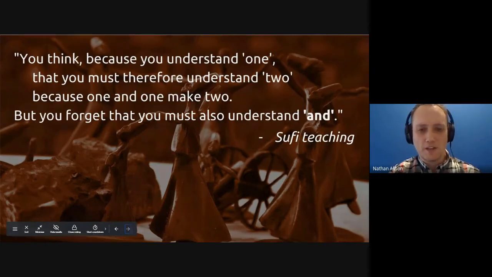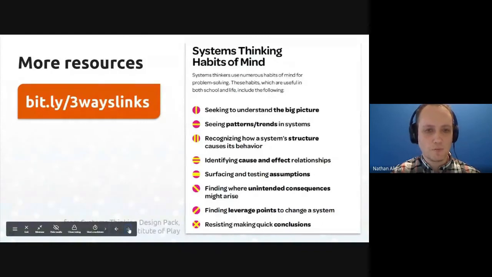So what are the kinds of skills that we have with systems thinking? I think we've got something on the next slide. Yeah, we've got some links to resources there because we are running out of time. There are some great habits of mind, and this comes from a pack that's freely available by the Institute of Play, where we look at habits of mind that encourage systems thinking. So recognizing how system structure causes its behavior, identifying, someone mentioned before, cause and effect, assumptions and unintended consequences. These are some of the big things that happen with big systems.